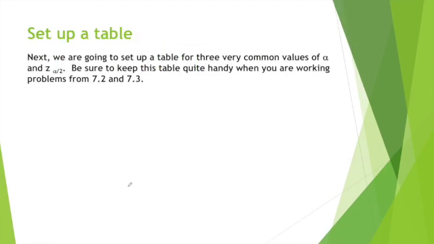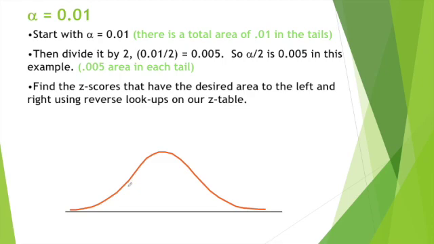So next we're going to set up a table for 3 very common values of alpha and z sub alpha 2. We want to make sure we keep this table handy when we're working on the problems for section 7.2 and 7.3. So it's important to note that when we're calculating a confidence interval, we never want that confidence interval to be less than 90%, right? If I said I was 80% confident about something, you wouldn't feel very confident about that, would you?